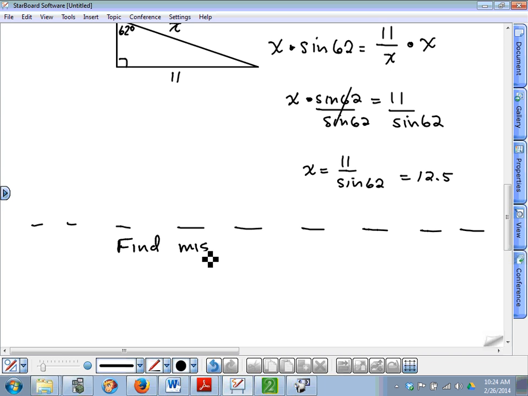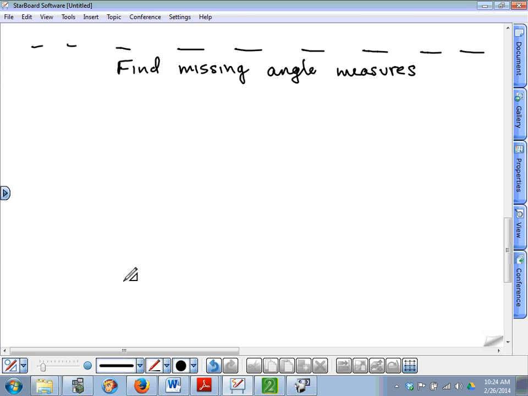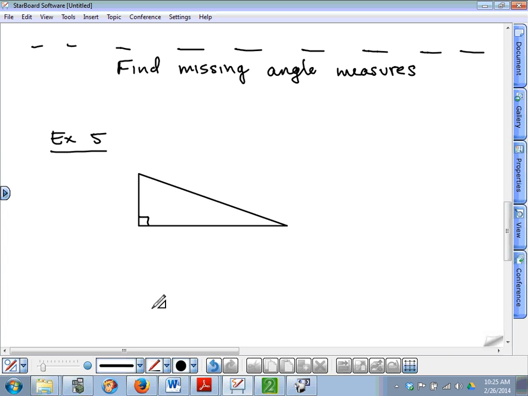Find missing angle measures. Here's example 5. Oh yeah. Draw a triangle. I have a question, but maybe one day when I ask it, we will not have one. Come on, let's go.